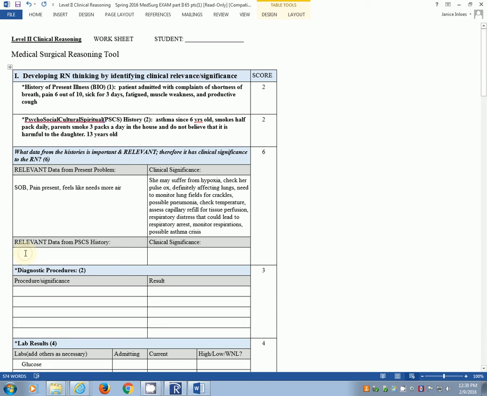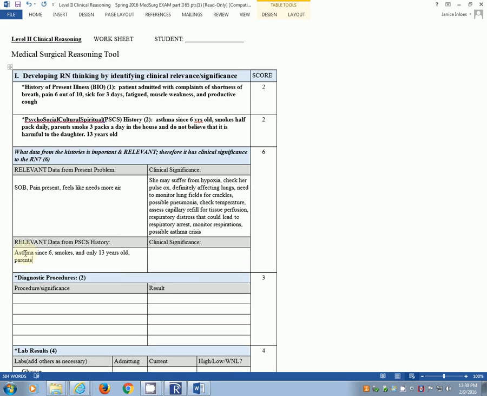So what about her psychosocial history? Well, she's had asthma since she was 6. She smokes, and she's only 13 years old. Parents smoke in the house and believe it isn't harmful.